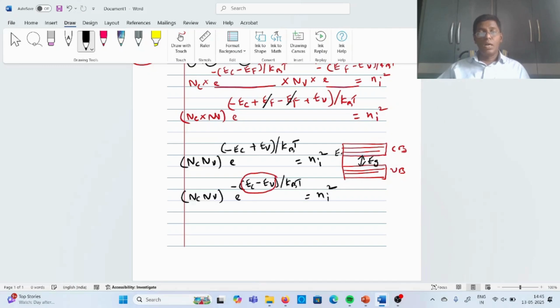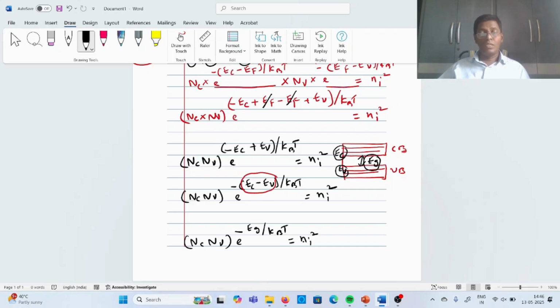Now this is the conduction band energy Ec and this is the valency band energy Ev. I am subtracting Ec and Ev. So what will I get? I will get the energy gap. Therefore, in the above equation, in place of Ec minus Ev, I am using the energy gap. So I am writing the equation: Nc into Nv within the bracket as it is, e power of Eg divided by kBT is equal to Ni square.